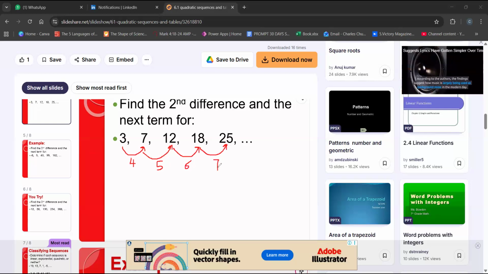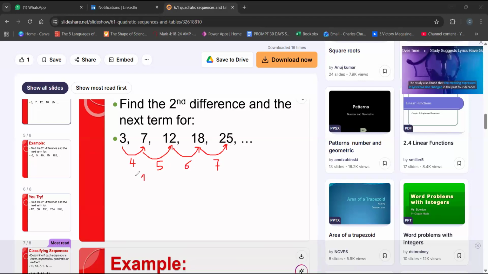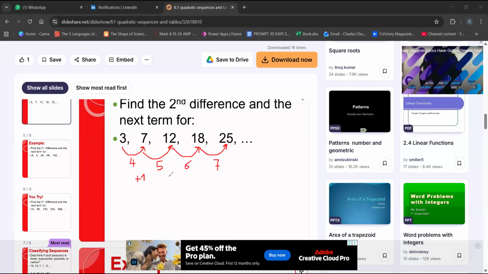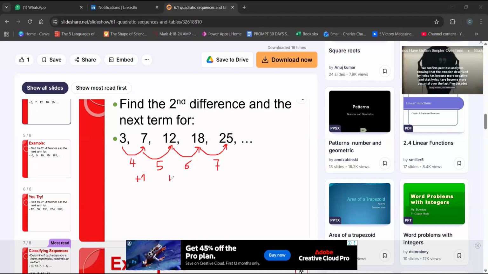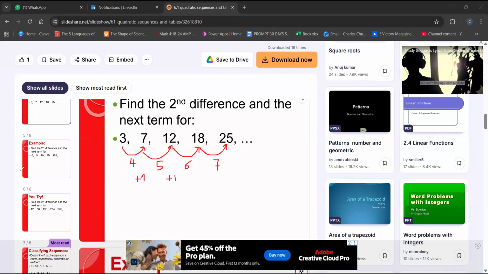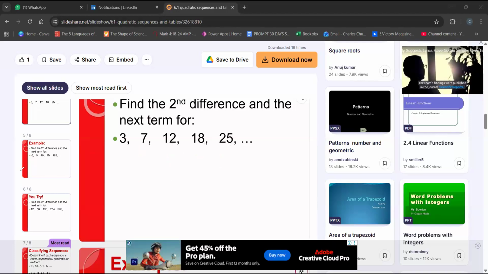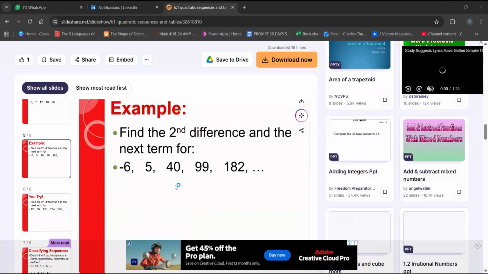So I guess the second common difference is one, right? Yes, 1. So let's remember including plus one in between. Okay, that's good. So the find is quite easy. All right, so let me go to the next slide.